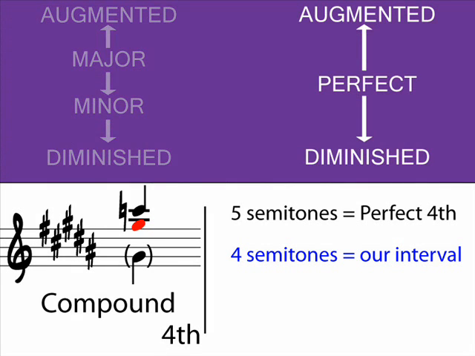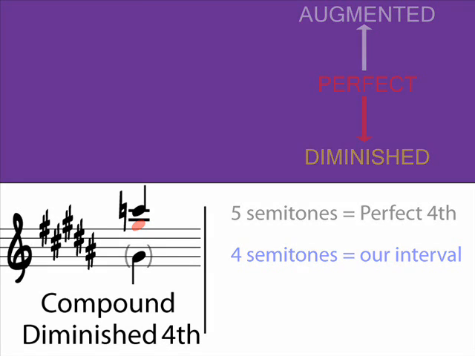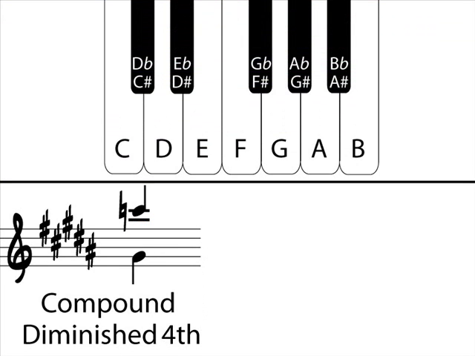Here are the rules. Perfect, 1 semitone smaller than perfect equals diminished. Jot this down. So here's the full name of our interval, a compound diminished fourth.